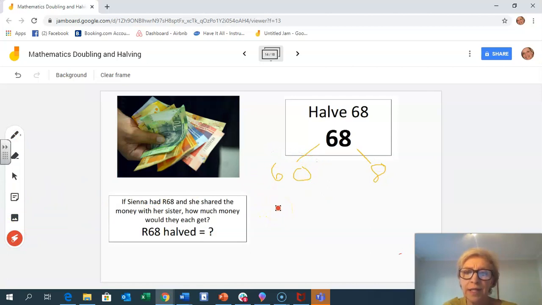Well, if I've got 60 Rand and I give half to my sister, how much will we each get? Yes, we'll each get 30 Rand. But then I've got to share my 8 Rand as well. I have to halve the 8 Rand, which is 4. And if we bring our number back together again to get our total, we will find that our answer is 34.